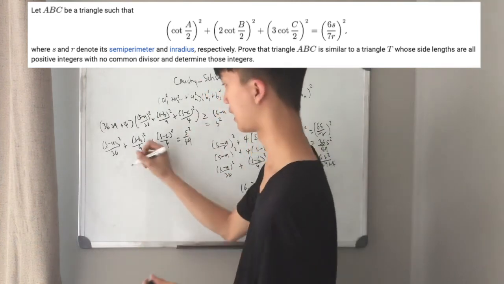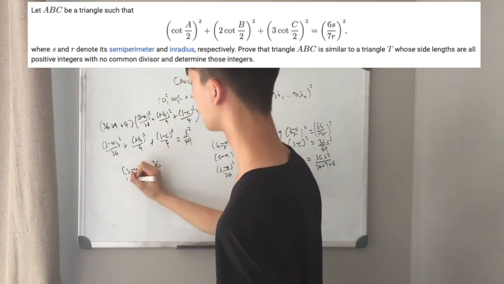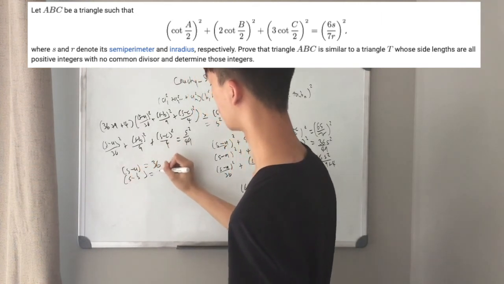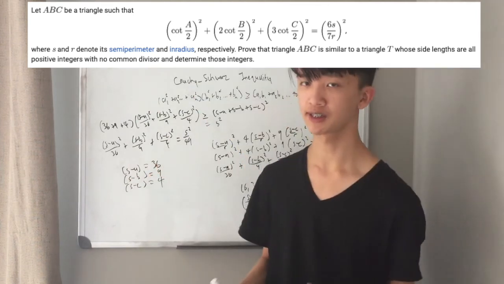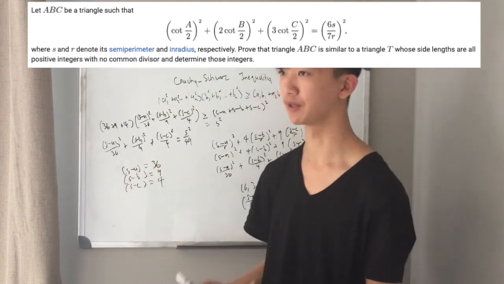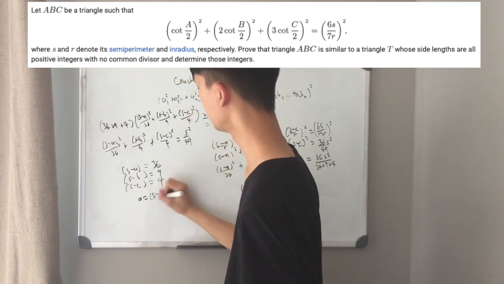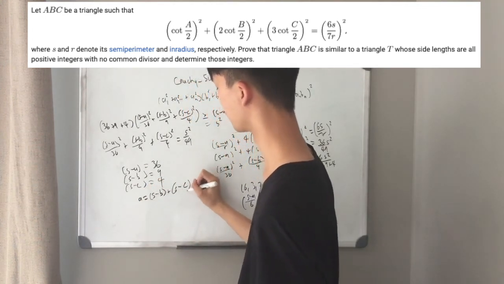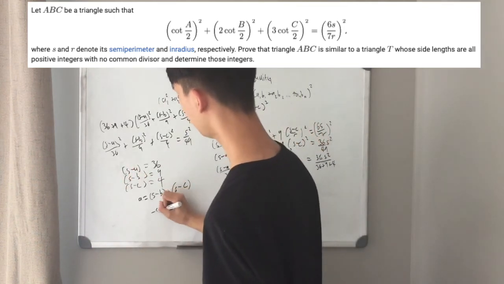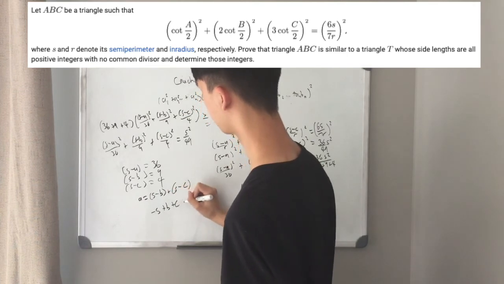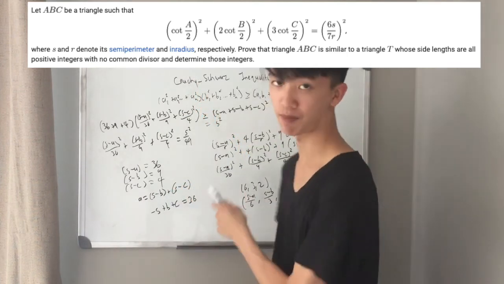We then realize that S minus a is proportionate to 36 and S minus b is proportionate to 9 and S minus c is proportionate to 4. Notice that a is equal to the perimeter minus b minus c, so a is equal to S minus b plus S minus c. So then we can subtract this to turn this equation into negative S plus b plus c is equal to 36. Now let's solve for this system of equations.